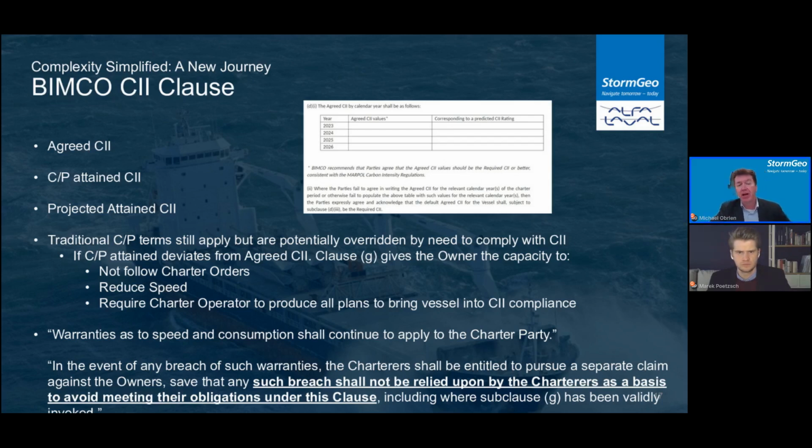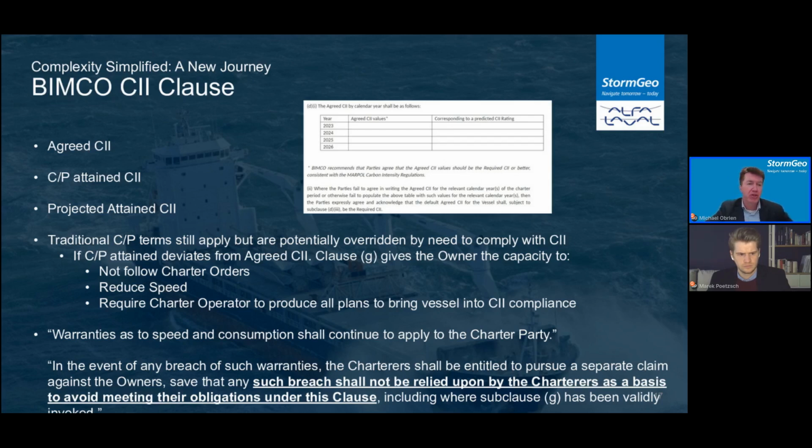The projected attained CII is an extrapolation out through the duration of the charter, or through the end of the year if the charter goes into the next year. And the projected attained CII is something that I can explain a bit more, and how you might be able to utilize some tools to help simplify your journey in terms of understanding where I need to be when I redeliver this ship. The traditional CP terms still do apply, but they're potentially overridden by the need to comply with CII. And this is something I think both owners and charterers should be very much aware of.